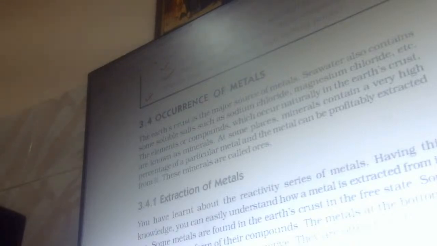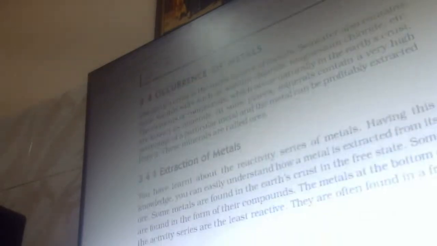Easy to understand, it seems. This is the hardest part of chemistry. Some metals are found in the Earth's crust in the free state, some in compounds. Those at the bottom of the series, the least reactive, are found in the free state. Like who? Like silver and gold. Gold, silver, platinum, copper.